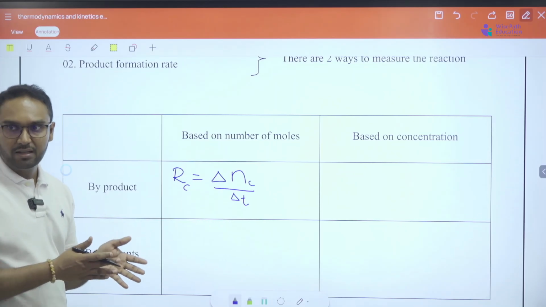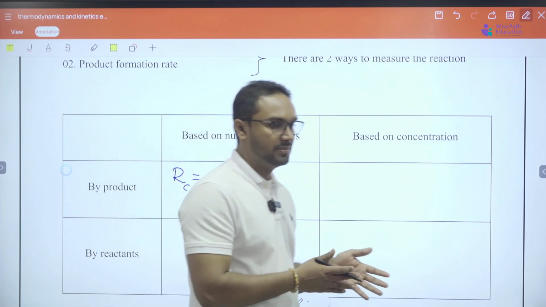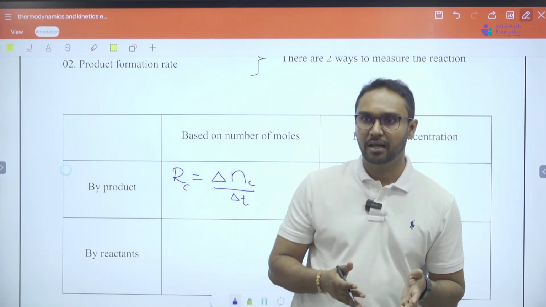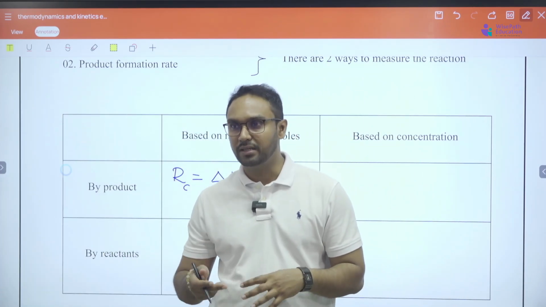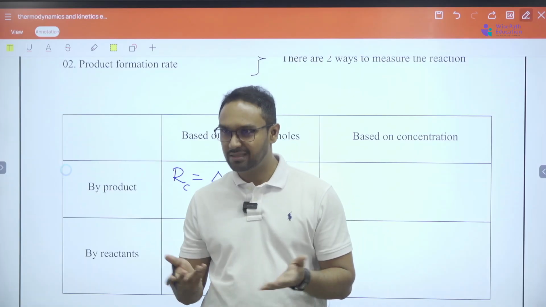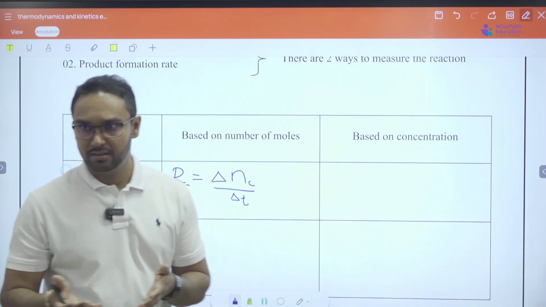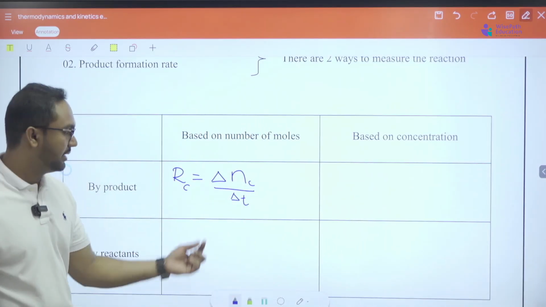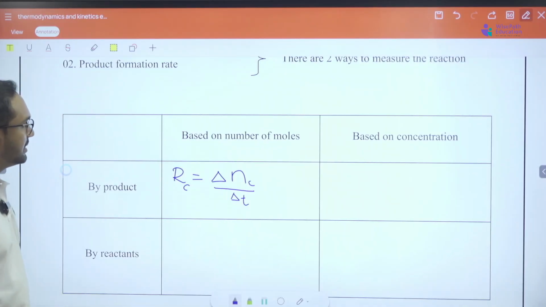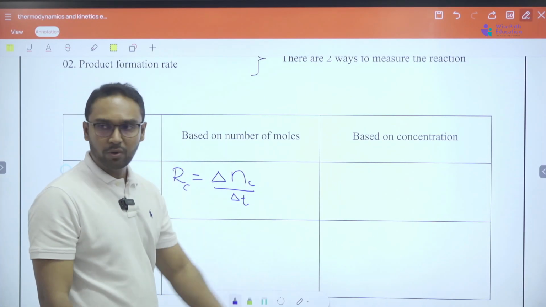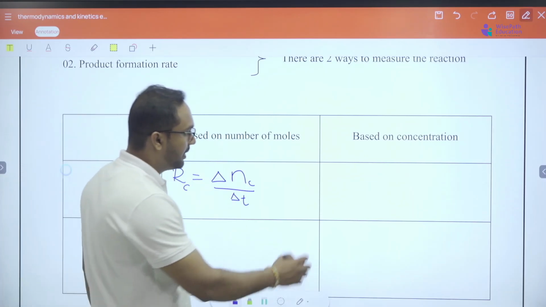Sometimes you are taking the time from the middle, from the 4th second to the 10th second, so you have to take the difference. It's the time difference, the gap, so it's a delta. And if you consider the same based on the concentration, this is how you write it.